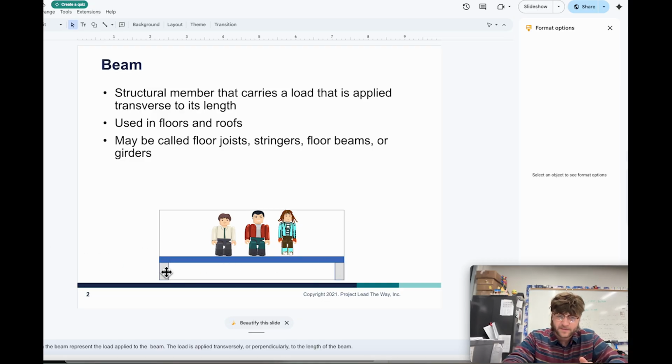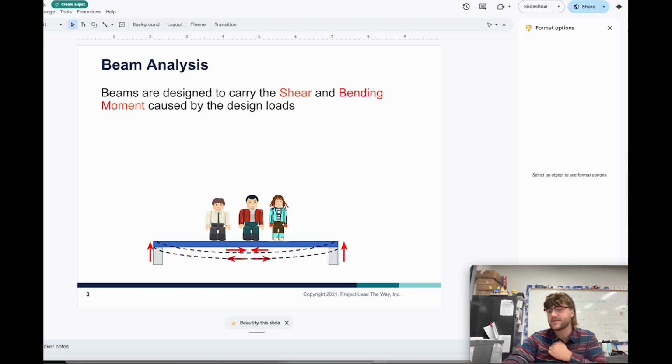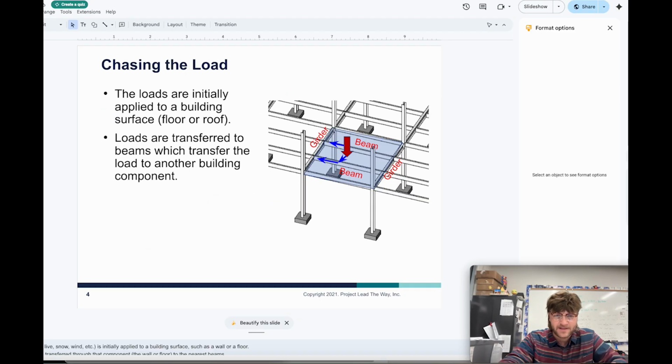We're going to also have supports on those. So we have two supports in this scenario. And then we also have the live load of these occupants that are on top of this beam. So in terms of beam analysis, beams are designed to carry the shear and bending moment caused by design loads. And so shear and bending moment, also these design loads and the support forces, these are all things that we're going to be looking at in terms of the beam analysis.